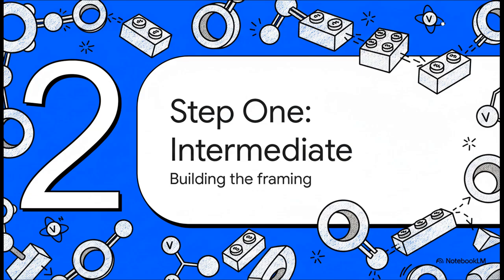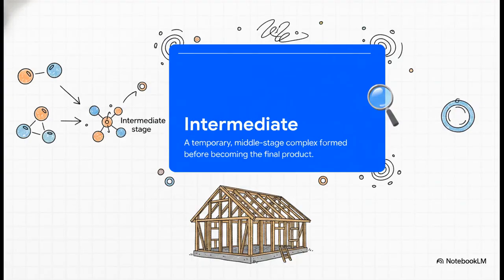Moving right along to section 2, step 1, the intermediate. This is where we start building the framing. You know, in chemistry, an intermediate is essentially a temporary middle stage complex. You'll see them labeled in our diagram as IA and IAA. They form during a chemical reaction right before becoming the actual final product. Imagine you're building a house, right? The intermediate is the structural framing. The walls are up, the foundation is solidly set around our central atom, but you haven't put the roof on just yet. It's stable enough to stand, but it definitely isn't finished.